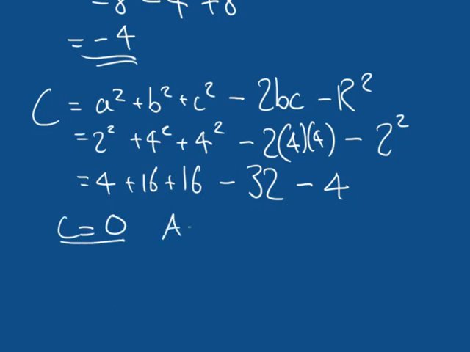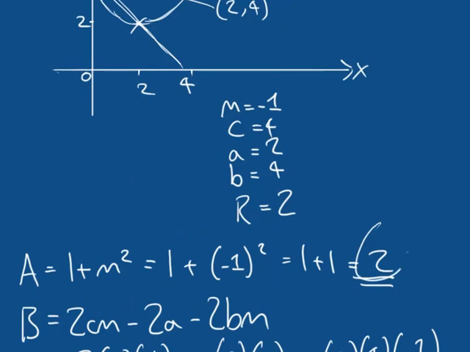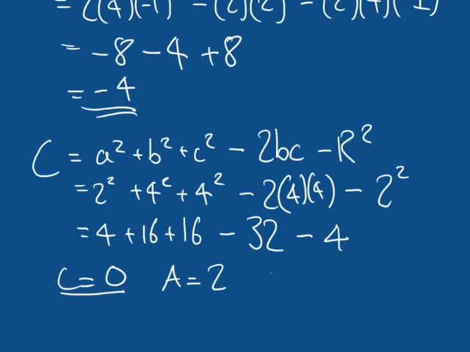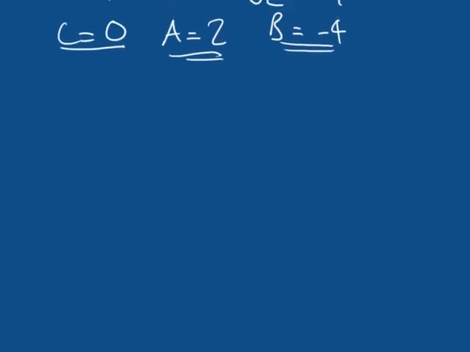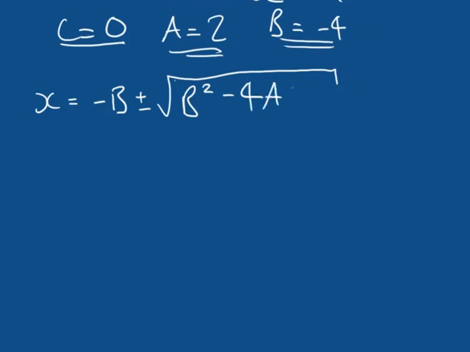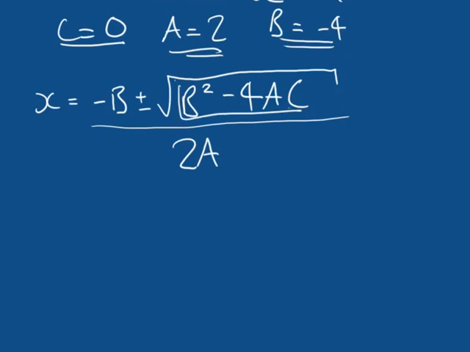So C is 0. We saw that A, in this case, is equal to 2, and we saw that B is equal to -4. So now that we've got these, let's put them into our quadratic formula. So we know that x is equal to -b plus or minus the square root of b squared minus 4ac all over 2a. So the first thing we're going to calculate is b squared minus 4ac.